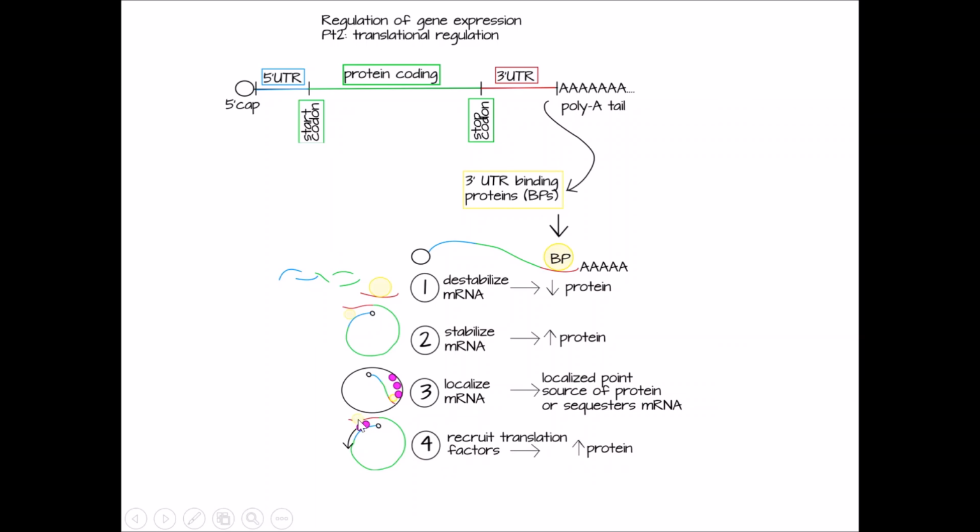These binding proteins can also recruit translation factors. So here these translation factors are in purple. And basically once you have these translation factors, you're more likely to get binding of the ribosome. And so that's going to increase protein production. And then, of course, they could inhibit translation factors. So that's what we're seeing here. Here we have our binding protein that's preventing these translation factors from binding. And so that's going to decrease the amounts of times that the ribosome is going to be able to initiate translation. And that's going to lower the overall protein levels.